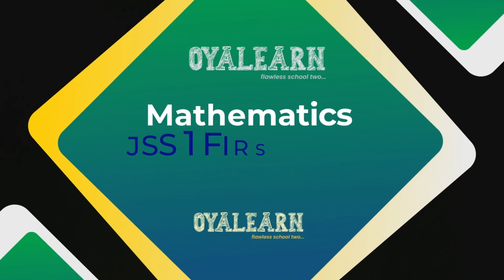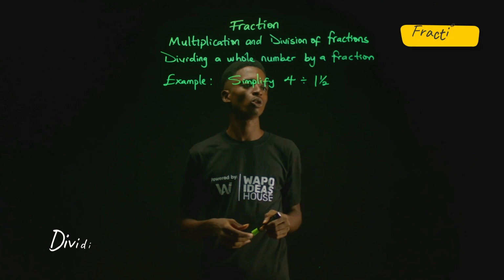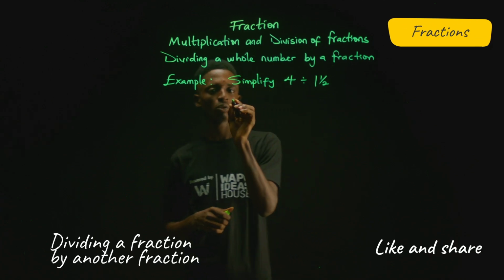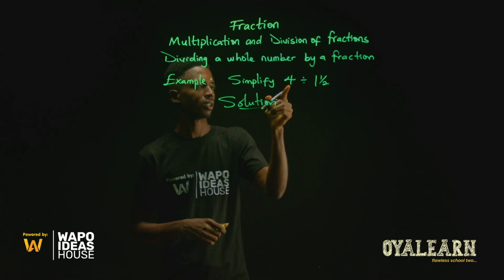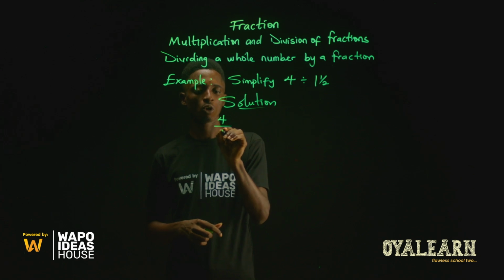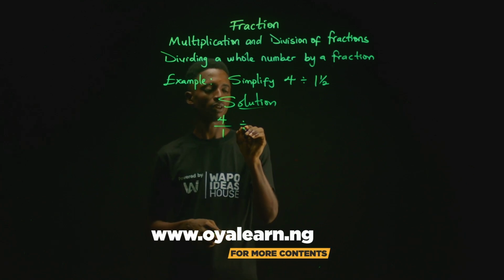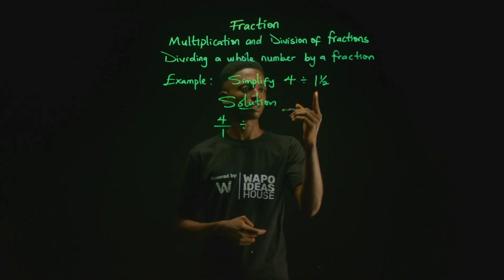Here's another example. And here we have to simplify 4 divided by one whole number, 1/2. Solution. Now we write the whole number as a fraction, and that will be 4/1 divided by, now we write this mixed number as a fraction.